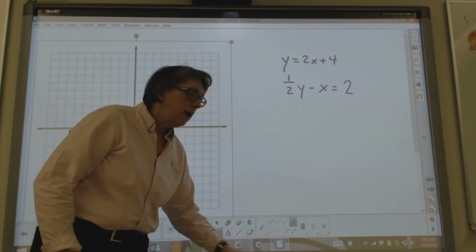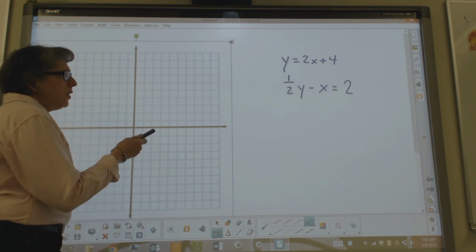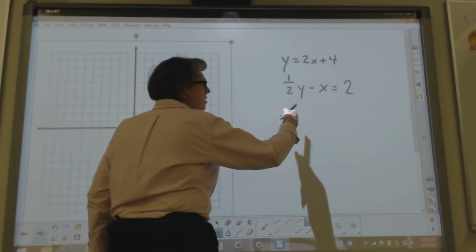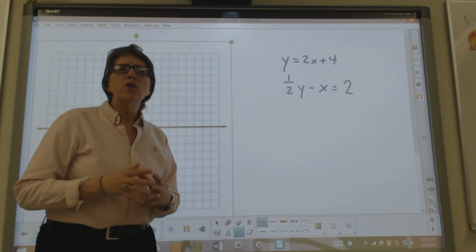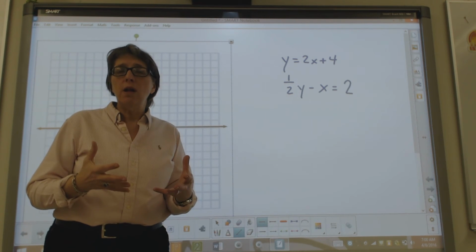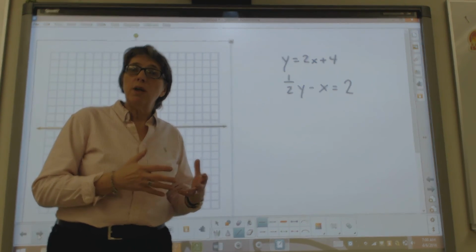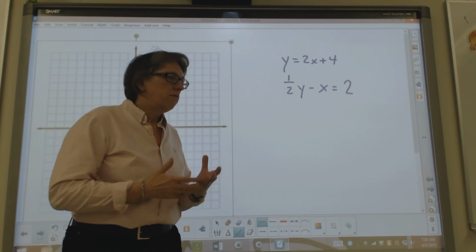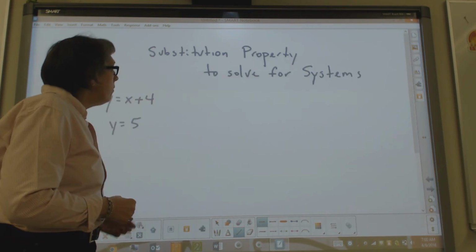Welcome back. I hope you got the same line, the exact same line, which means that all points are common. Every point is a solution because they are the same line. So this system is, they equal each other. All points are in common.